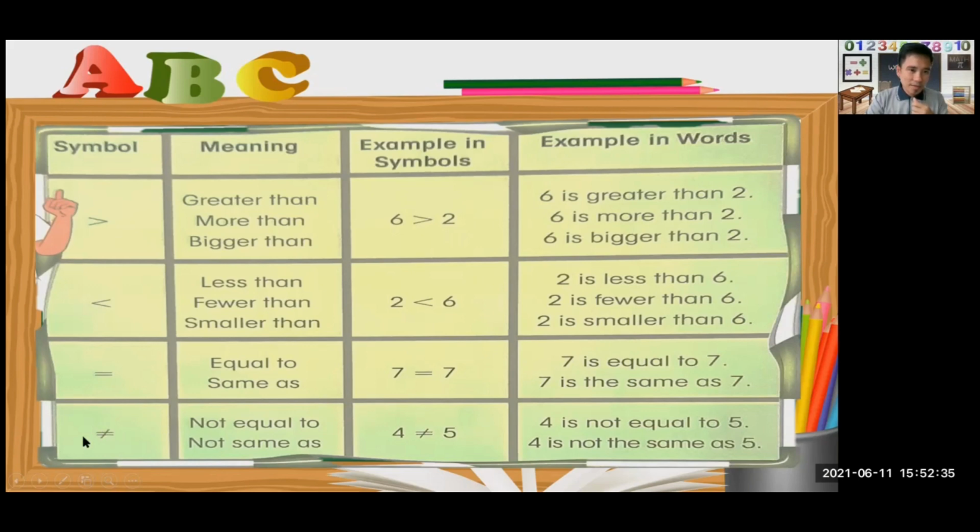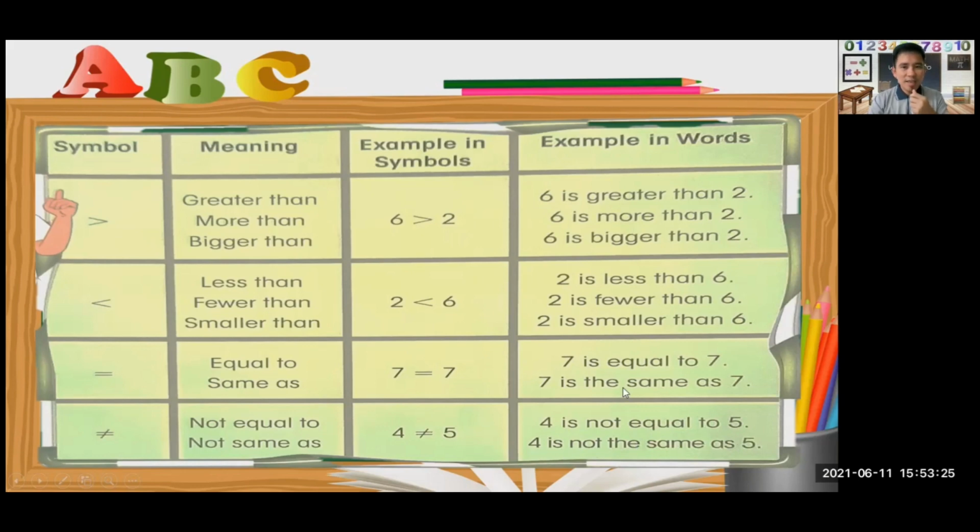Okay. Next, the last symbol that we will use. This symbol means not equal to. The first one here is equal to. Now, this symbol means not equal to. Just write the word not and then equal to, or not same as. Example, 4 is not equal to 5. Or in words, we write this way, 4 is not equal to 5. Or we say, 4 is not the same as 5.